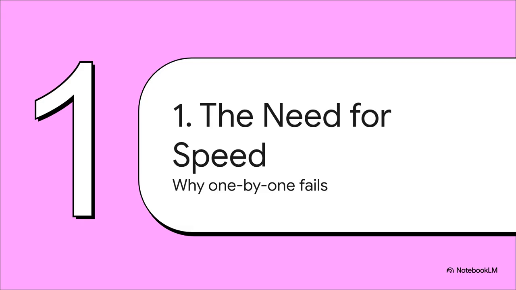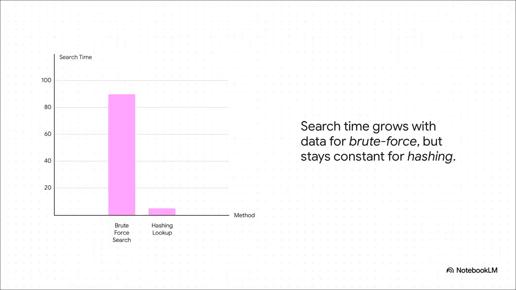Okay, so Section 1, the need for speed. Look, in computing, we're dealing with just enormous amounts of data. And searching through it one piece at a time, what we call a brute force search, is like trying to find one specific grain of sand on a beach by looking at them one by one. It's just painfully slow, it's inefficient, and for any real-world application, it just doesn't work. There has to be a better way. And the difference is, well, it's staggering.